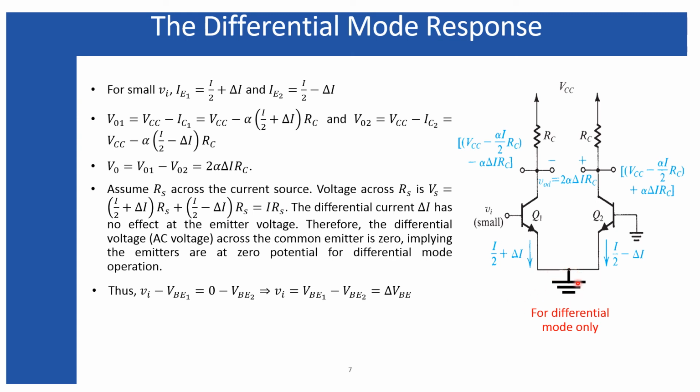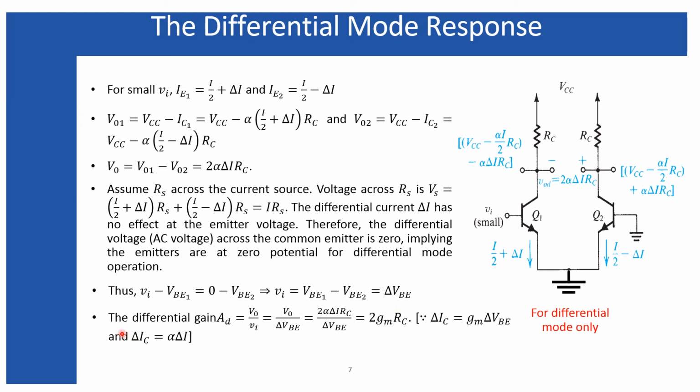Now, as this potential is equal to zero, you can apply this V1, as this is the input voltage at the base of the transistor Q1. So V1 minus VB1 is equal to 0, which is equal to 0 minus VB2. And finally, from this equation, we can easily find what VI is. VI is nothing but the difference between these two base-emitter voltages. And the differential gain we can easily find from here, that is V0 divided by Vi, which is equal to V0 divided by delta Vb, which is equivalent to the applied voltage.